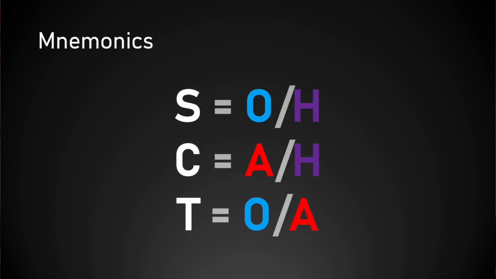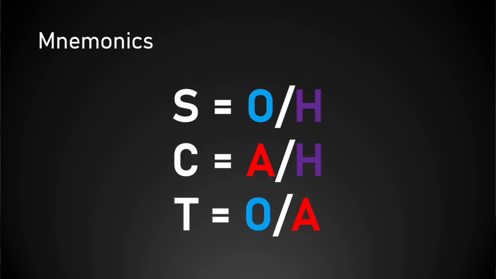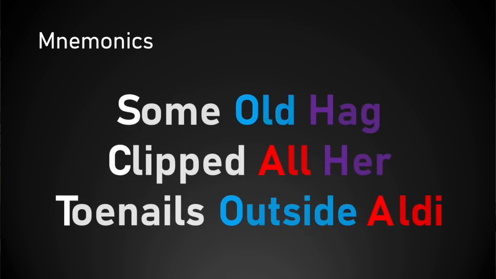Then I put equal signs between the first two columns and division signs between the last two columns. And if spelling isn't your thing, there's even a bunch of mnemonics to help you remember how to spell it. One of my favorites is some old hag clipped all her toenails outside Aldi. There are many, many others, some of which are highly inappropriate and you'll never hear from me. But if you happen to Google them yourself, I can't stop you.